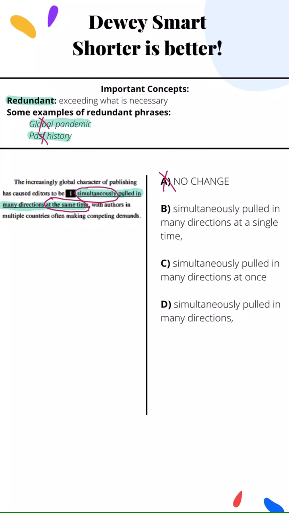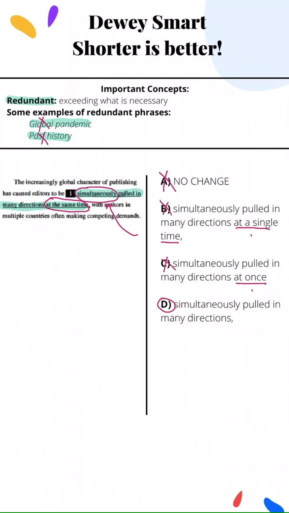Simultaneously pulled in many directions. Now, this would be the correct answer choice, not only because it's the shortest, but because it's the most concise. If we look at the other answer choices, simultaneously pulled in many directions at a single time, or simultaneously pulled in many directions at once, that's basically just the underlined portion, but with different vocabulary. So that leaves D as our correct answer.